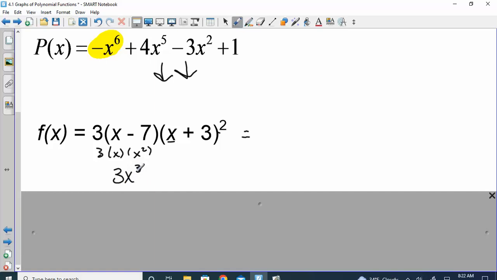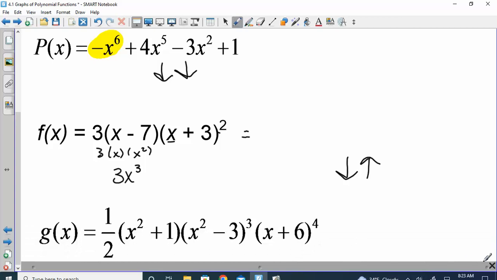So can you tell me your end behavior from that? Down, up. The cube tells me it looks like a chair. The 3 is positive, so it doesn't flip. So down, up.